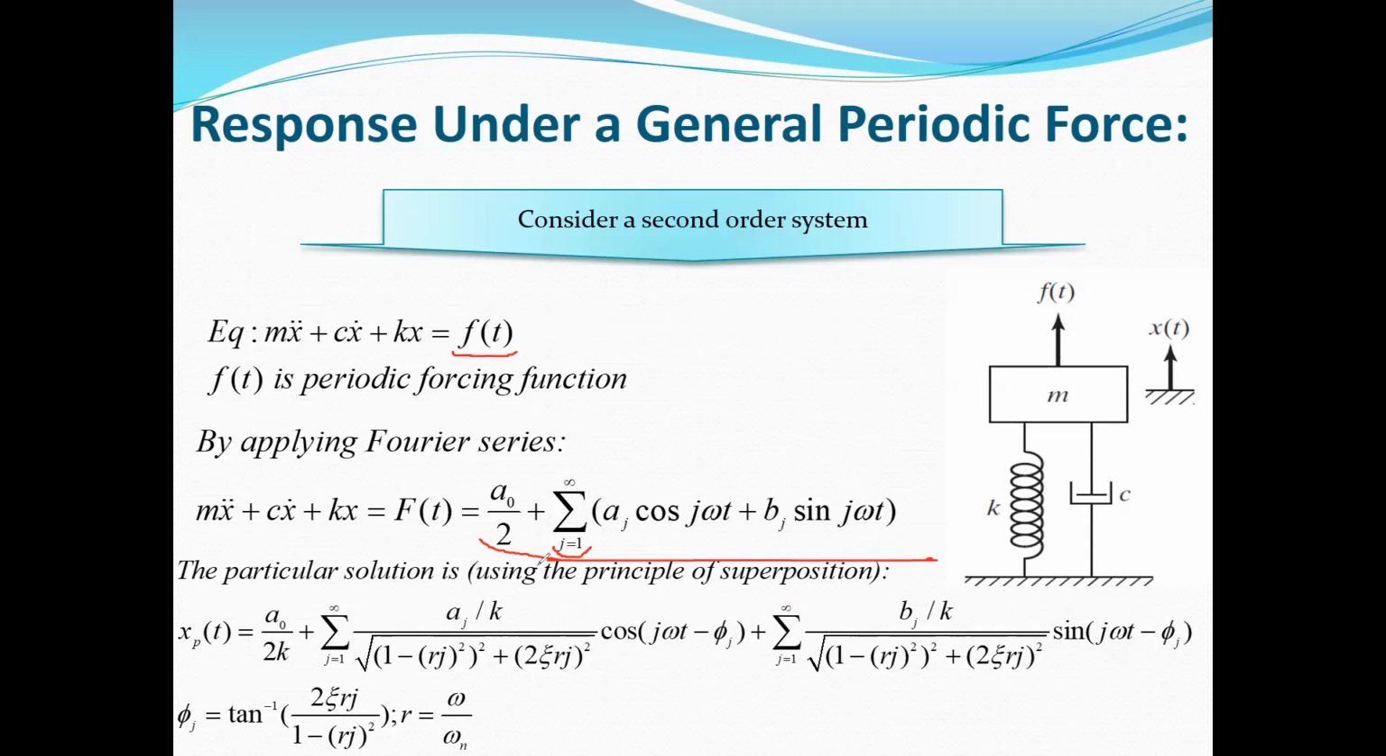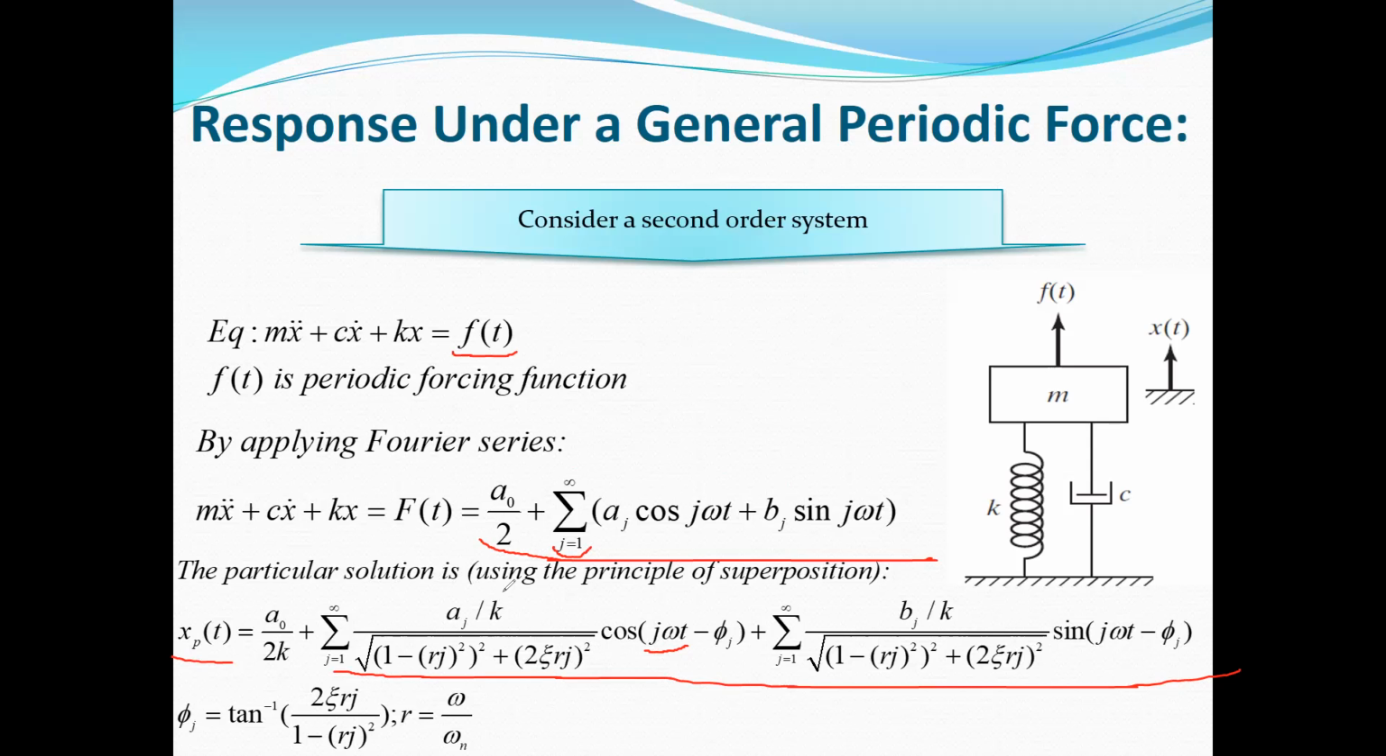So we can find a particular response similar to the excitation, which is a combination of different harmonics with different frequencies: omega, 2 omega, 3 omega, and so on. So if you use the formula, you can write xpt by using the principle of superposition. The particular response is a combination of different frequencies. As you can see, it starts from j. When j is equal to 1, its frequency is omega. When j is 2, it is 2 omega, and so on.